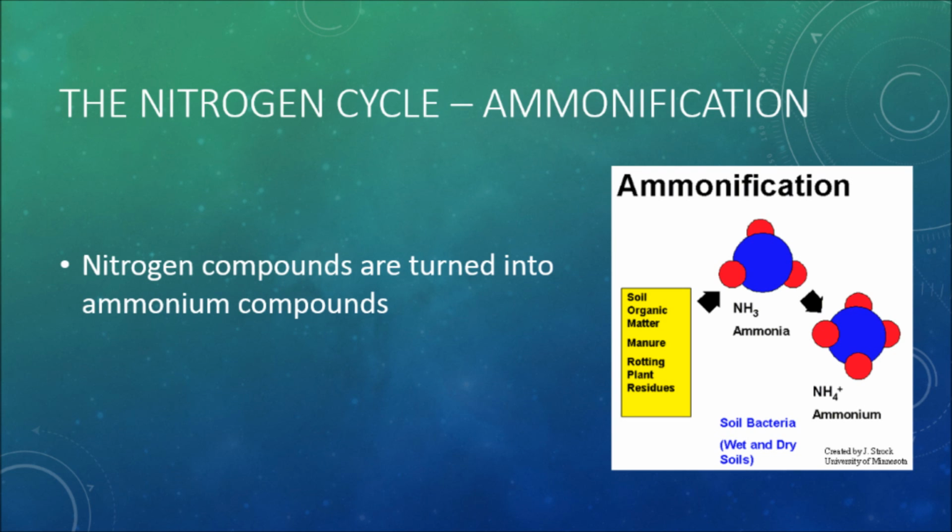Ammonification occurs when nitrogen compounds from dead organisms are turned into ammonium compounds by saprobiotic organisms. This is not the only source which ammonium compounds are released from. Others include animal urine and feces, which are also broken down by decomposers.